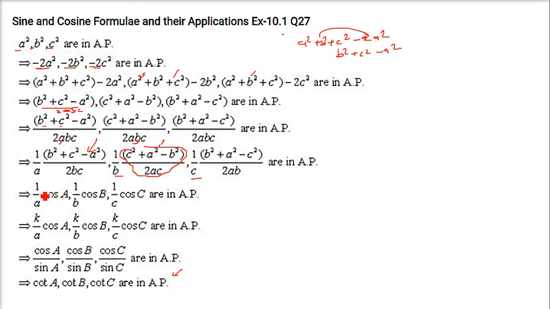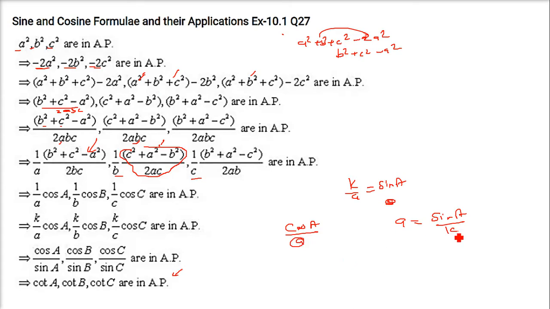Now multiply all of them by k. So k by a, k by b, k by c. So what is this k by a? We know that k by a is sin A, because if we write this as sin A by k. We have one more thing. See, we have this cos A by A, so in place of A, you can write sin A by K.